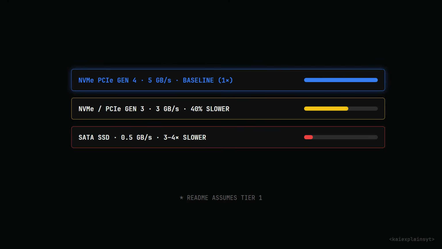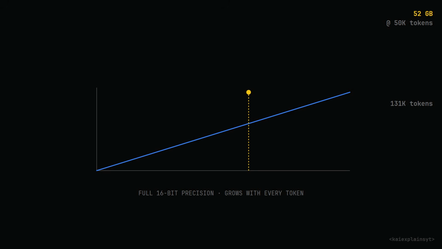A PCIe 3 drive at 3 gigabytes a second instead of 5 cuts tokens per second by another 40%. A SATA SSD is another 3 to 4 times slower than that. The readme numbers assume a fast NVMe drive. If yours is not, the gap widens. And the context fight is separate.